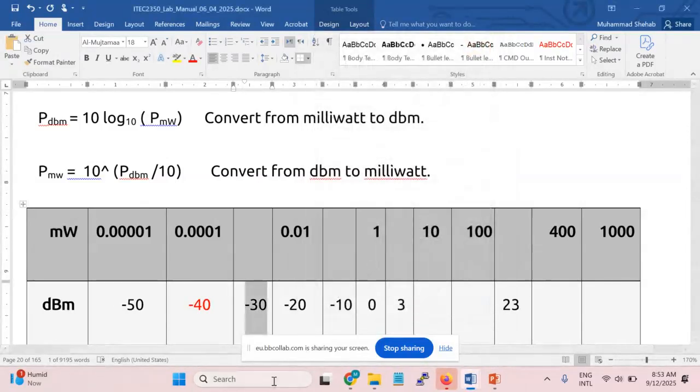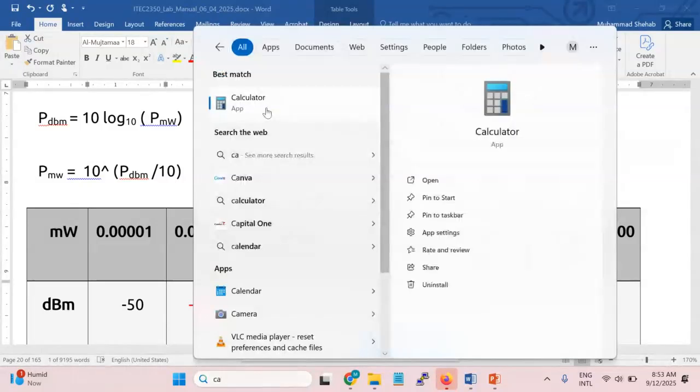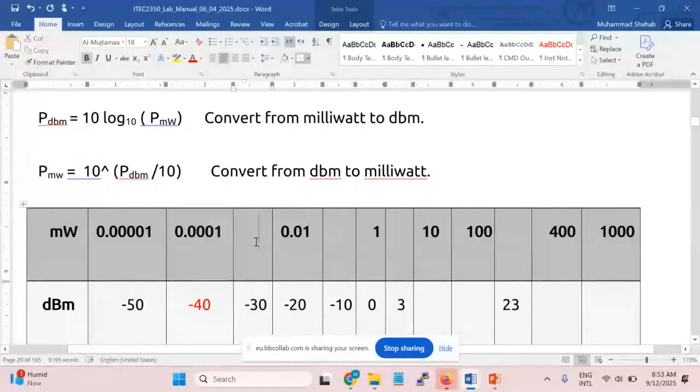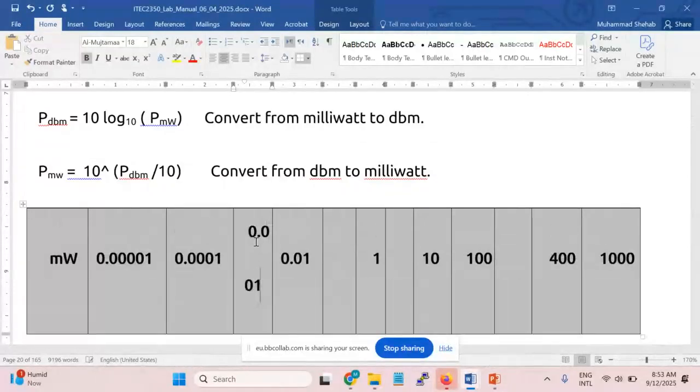Oh, I put a 0 by mistake. I'll repeat. Minus 30 divided by 10 equals minus 3. Okay. 10 power minus 3 equals 0.001.